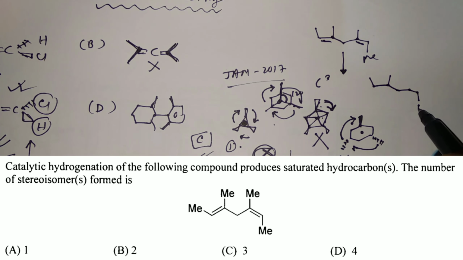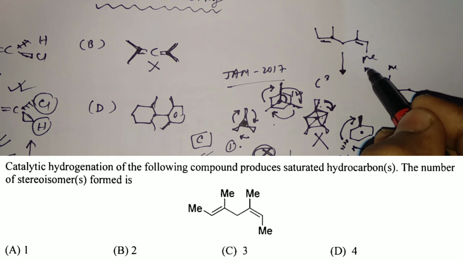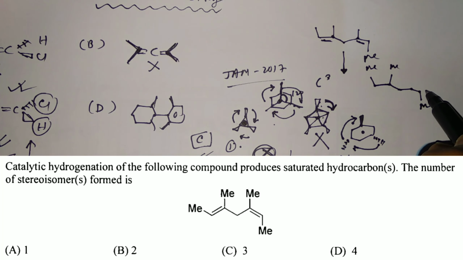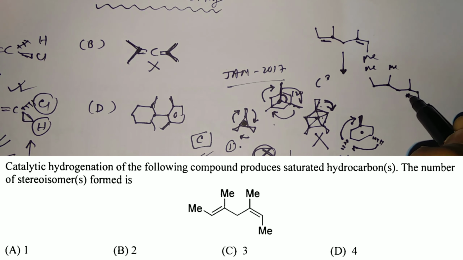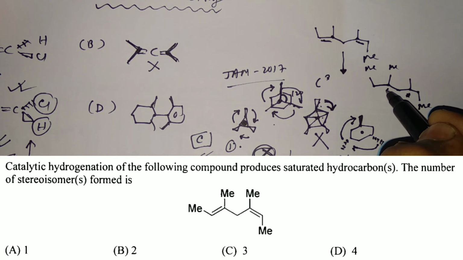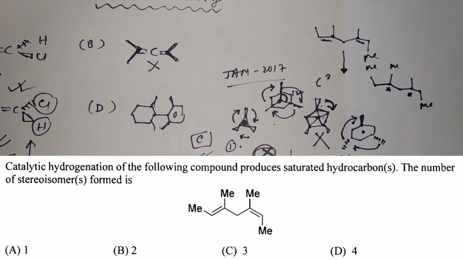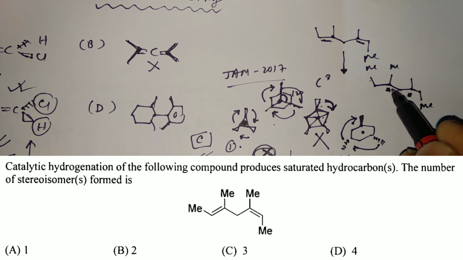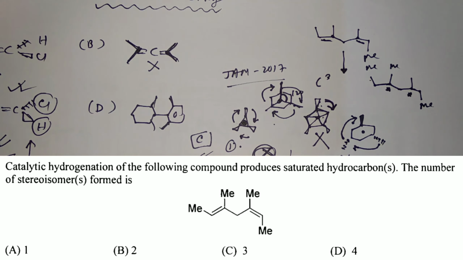get a structure like this. In this structure there are two chiral centers. No other chiral center is possible, right? Because one group, another group, another group, and the other is hydrogen. So 4 different groups should be present, and for these two centers, 4 different groups are possible. That is why there are 2 chiral centers.